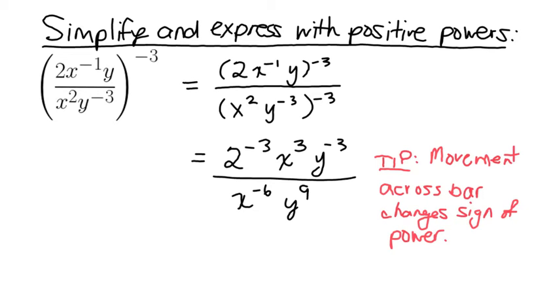Now here's a little tip I have for you as you're working with negative powers. If we take our exponential expression that has a negative power, and we move that expression across the fraction bar, the sign of the power is going to change. So, for example, if I take this expression 2 to the -3, and I move it down into the denominator, the expression is going to change to 2 to the +3.